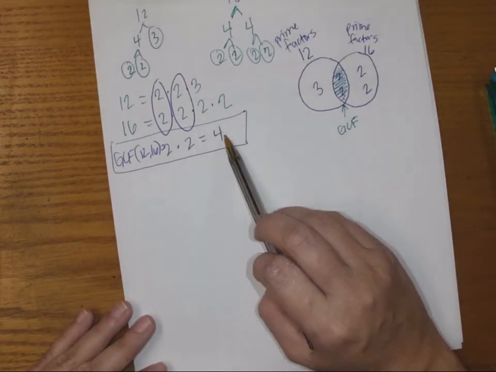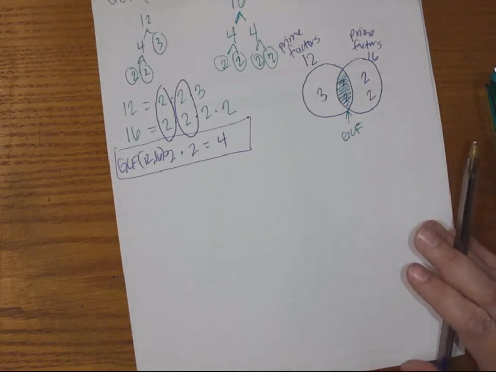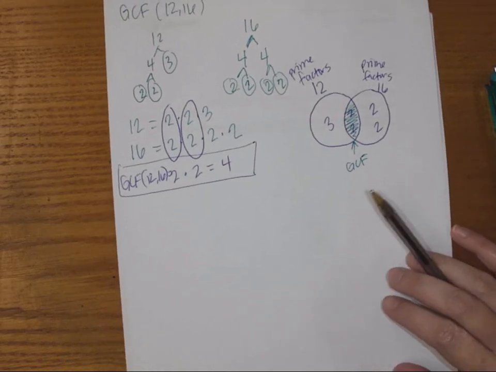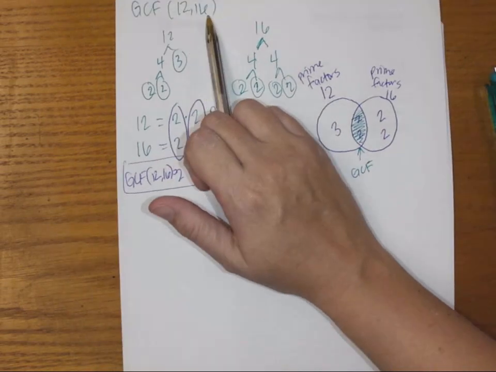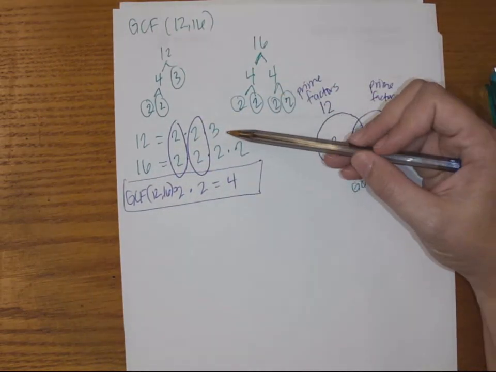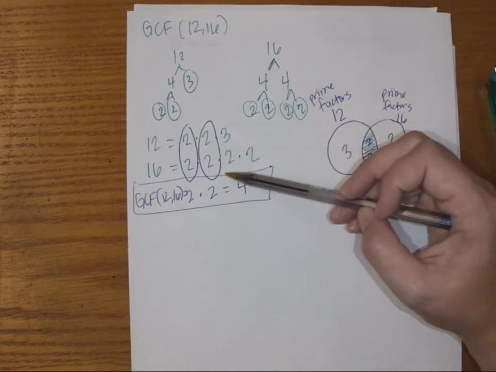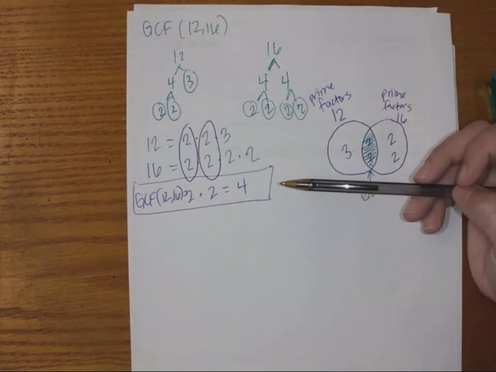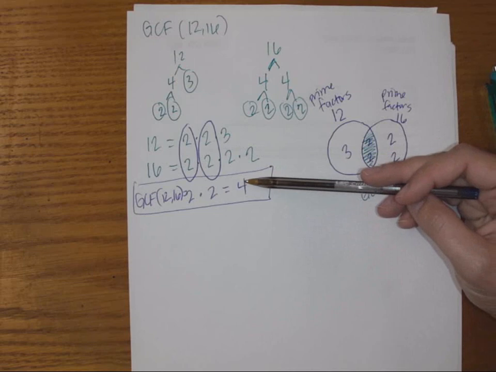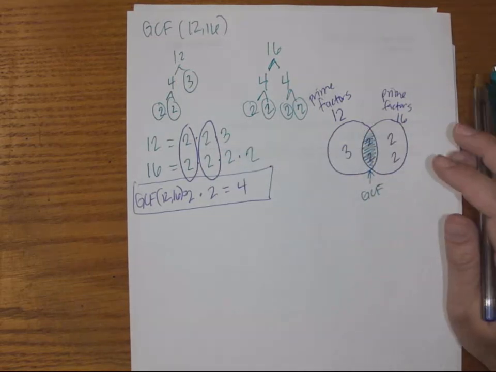Okay, so this is a little bit quicker whenever you're doing bigger numbers. If I was doing 12,000 and 16,000, there's not as many combinations for regular factors. There's less prime factors, so it's less work to get your prime factorization of two large numbers and then figure out what they have in common like that.